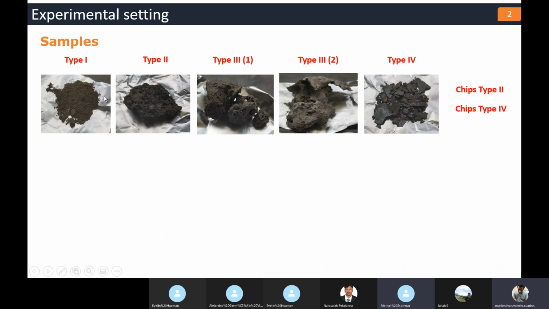The samples that I measured and will present to you are sample type 1, type 2, type 3.1, type 3.2, and type 4, and then chips type 2 and chips type 4.